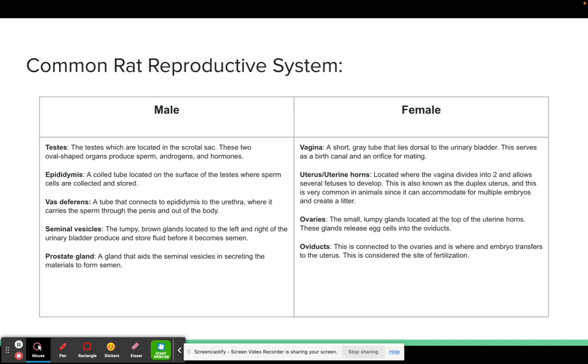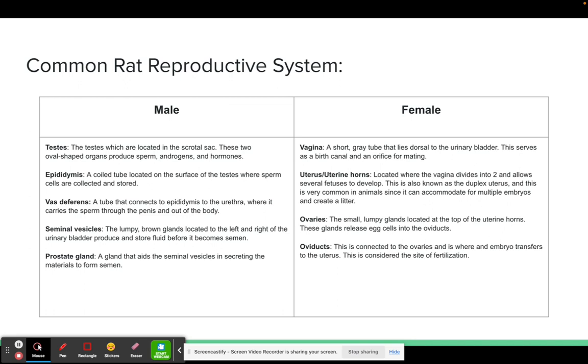The vagina is a short gray tube that lies dorsal to the urinary bladder. This serves both as a birth canal and an orifice for mating. The uterus/uterine horns are located where the vagina divides into two and allows several fetuses to develop. This is also known as a duplex uterus, and this is very common in other animals, since it can accommodate multiple embryos and create a litter.